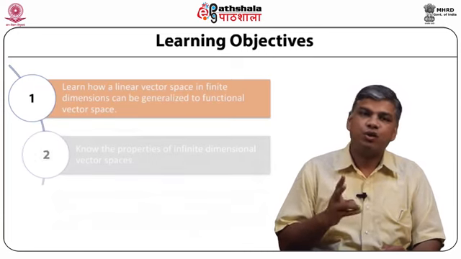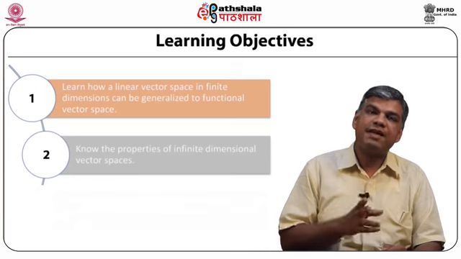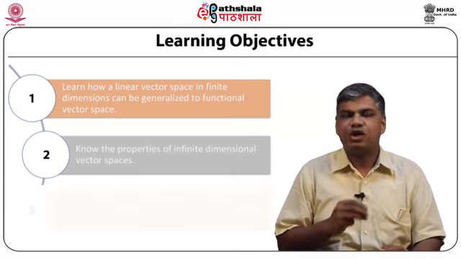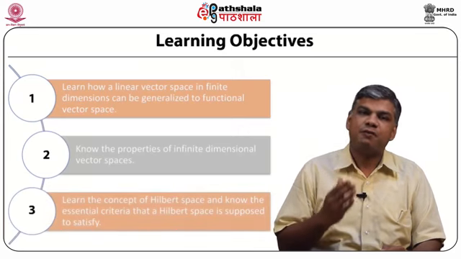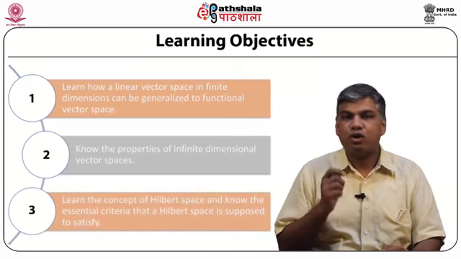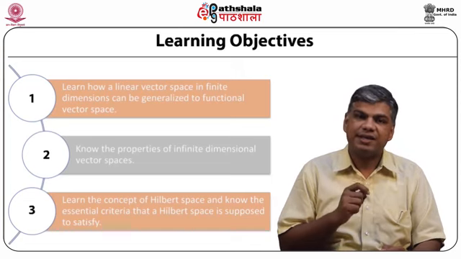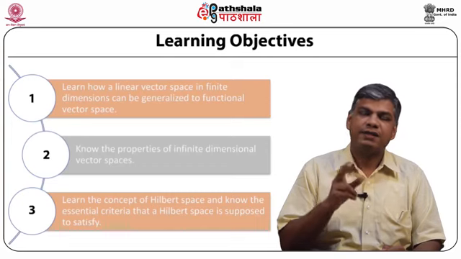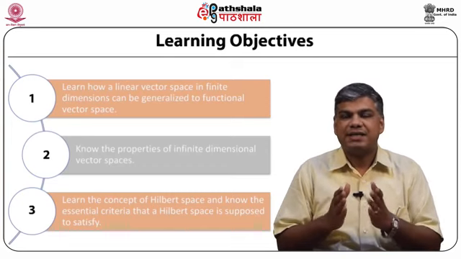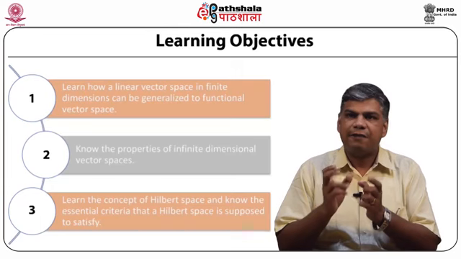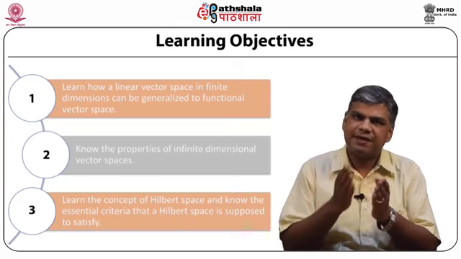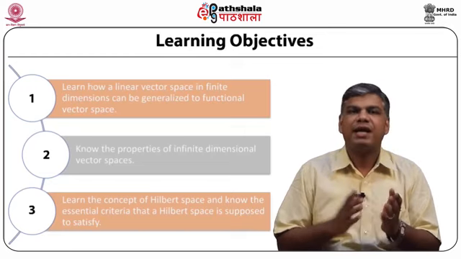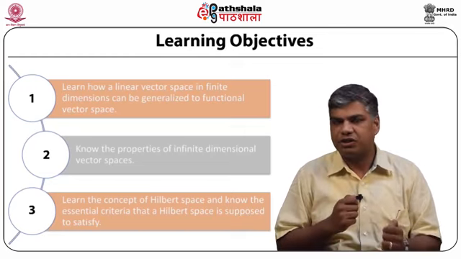Secondly, we'll know the properties of infinite dimensional vector space. Thirdly, we learn the concept of Hilbert space and also know the essential criteria that a Hilbert space is supposed to satisfy. Further, we'll also know that in case of a Hilbert space, if the linear vector space satisfies the desired criteria, the Hilbert space can be both finite dimensional as well as infinite dimensional.